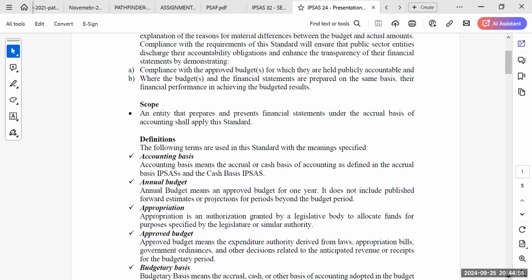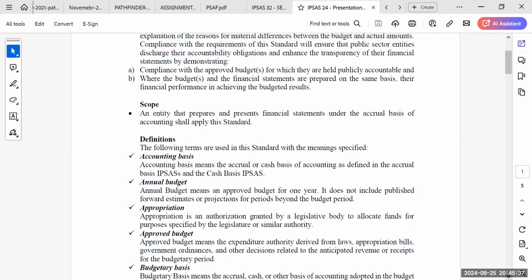It does not include published forward estimates or projections for periods beyond the budget period. It does not take into consideration something that will happen in 2 years' time. No, it is the estimate for only this year. So anything that will happen outside this year will not be captured. All the revenue that we want to generate this year and all the expenditure that we want to incur for the year will be included in the annual budget. So the approved budget for just a year is what we call the annual budget.